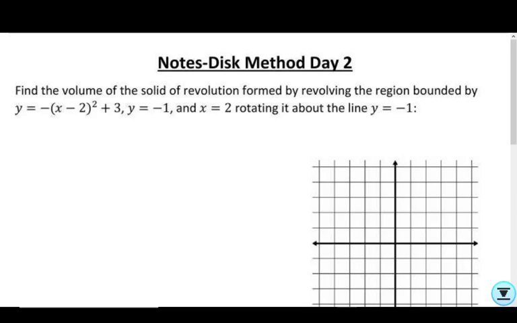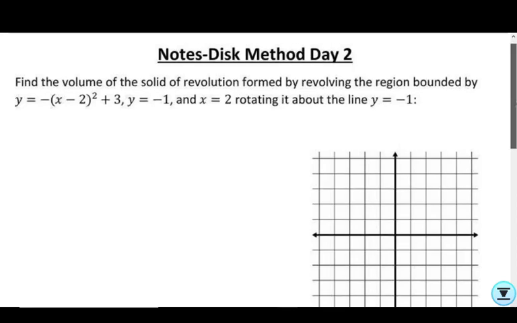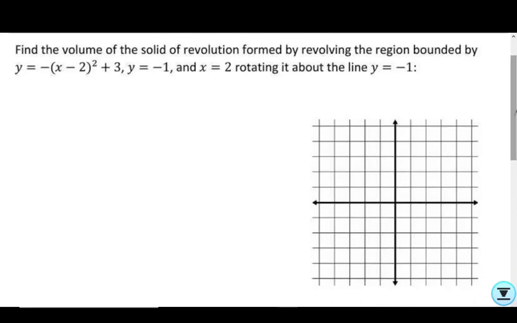Alright, so today we're doing the disk method, but we're going to be looking at a rotational solid that's not on the x or the y-axis. So we're going to find the volume of the solid of revolution formed by this region with the quadratic and these two lines. We're rotating this time around the line y equals -1. Okay? So again, the best thing to do here is to sketch it.